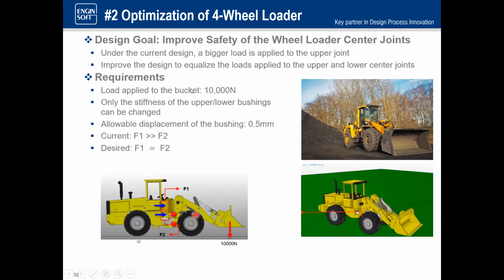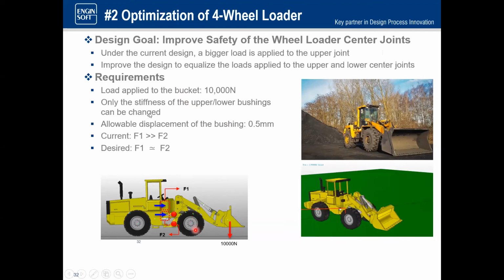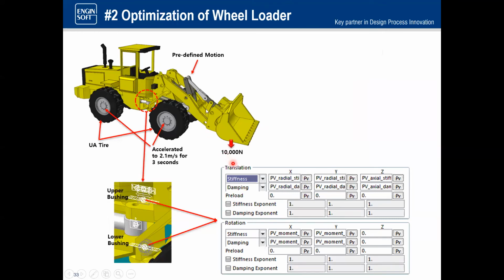And so we want to balance out the loads between the top and bottom, but not have a displacement in the bushing exceed 0.5 millimeter. So again, details: we have a predefined motion of the bucket. We have this load. We're accelerating the vehicle to 2.1 meters per second, and then hold that for 3 seconds. We're using a certain tire model, the UA tire, and then you can see how the stiffnesses of the bushings are reflected here in these parametric values.